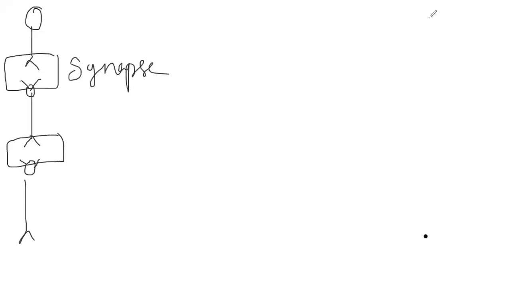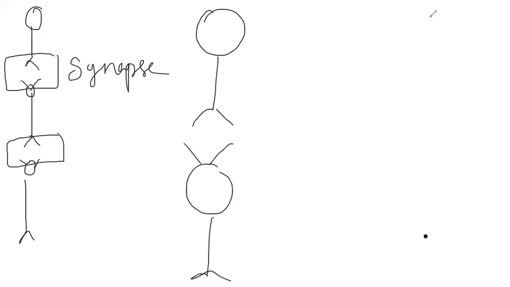First of all, what is synapse? This gap is called synapse. Okay, so this gap is said to be synapse. Let's focus a little bit more: the gap between the two neurons is called synapse.